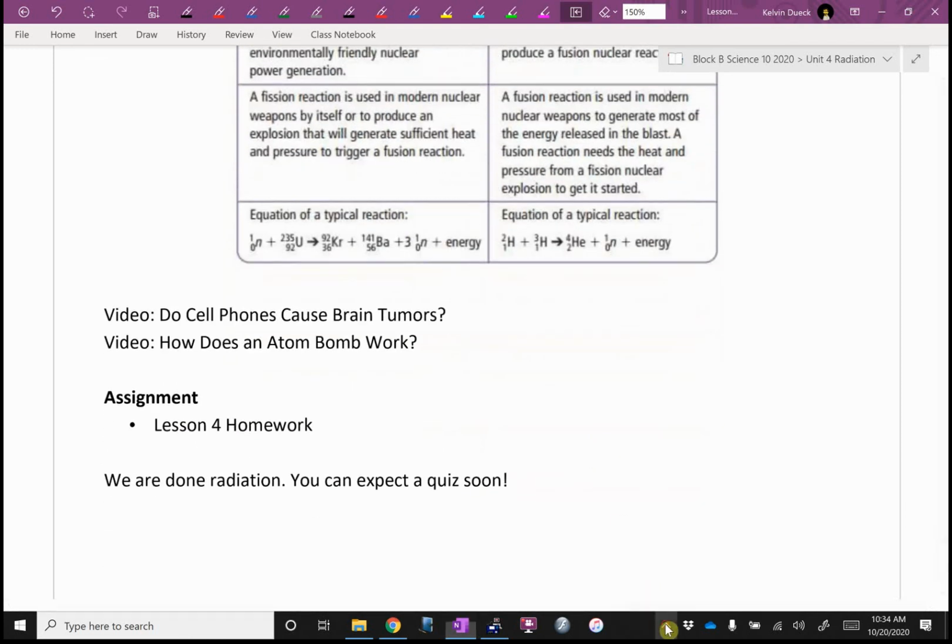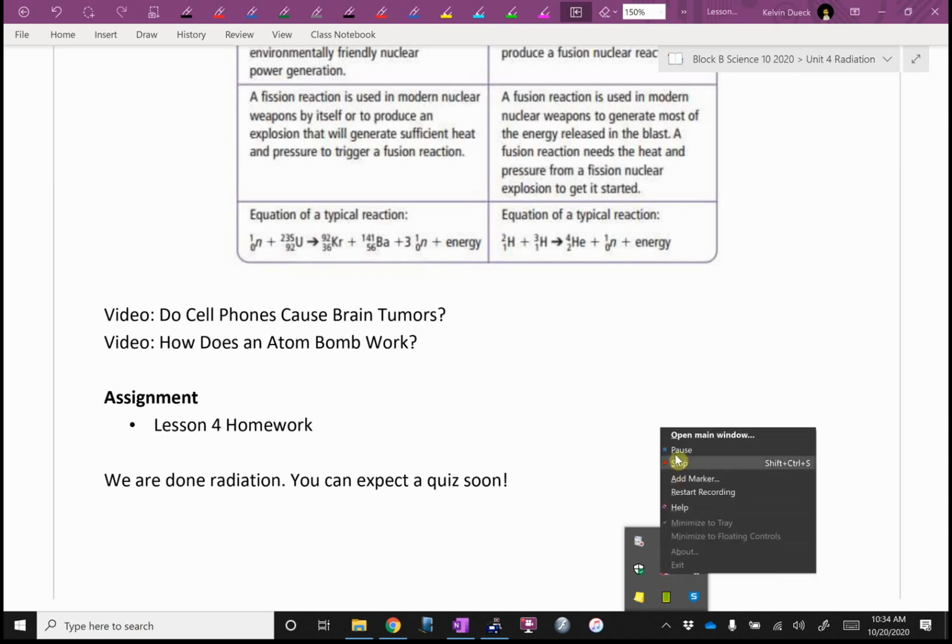So I'm going to pause. I'm going to give you the homework. We are done radiation. Next class, you can expect a quiz, a take-home quiz. And it's a short unit, much shorter than the chemistry one. And next class on Thursday, we'll be watching a video on nuclear reactors.